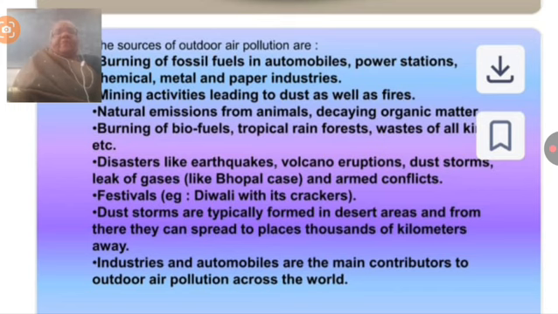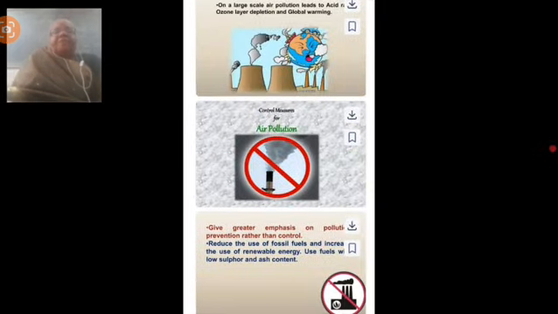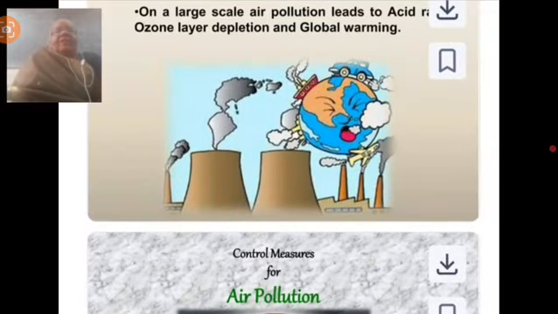Then dust storms are typically formed in desert areas, and from there, they can spread to places thousands of kilometers away. Then industries and automobiles are the main contributors to outdoor air pollution across the world. On a large scale, air pollution leads to acid rain, ozone layer depletion and global warming, which are all environmental hazards. And these things must have been taught by some other teacher in our unit 3.